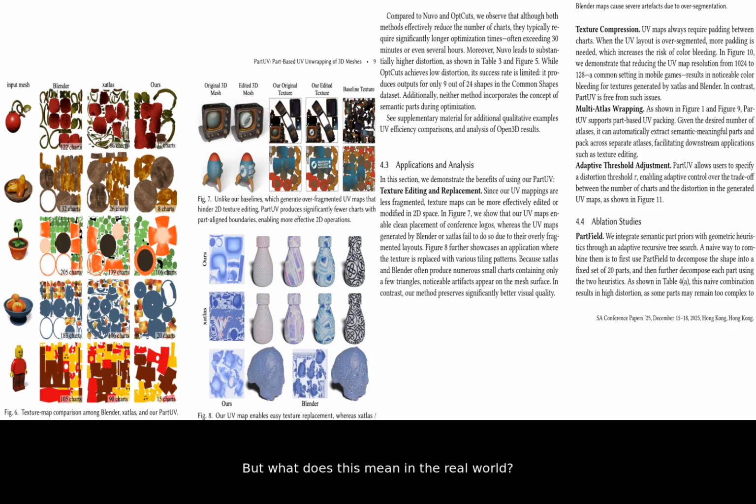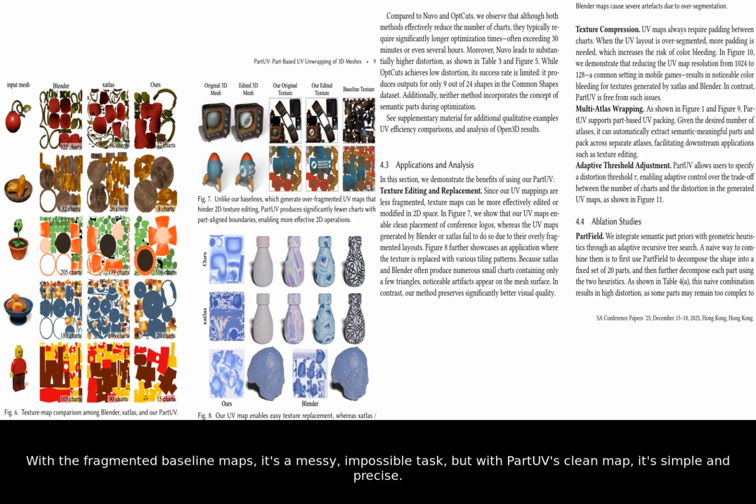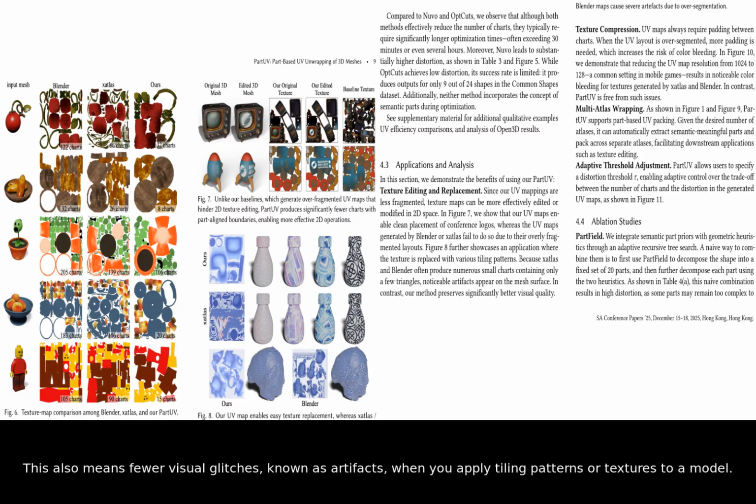But what does this mean in the real world? Well, having fewer, part-aligned charts makes life tremendously easier for 3D artists. Look at this example of trying to place a logo on a TV screen. With the fragmented baseline maps, it's a messy, impossible task, but with PartUV's clean map, it's simple and precise. This also means fewer visual glitches, known as artifacts, when you apply tiling patterns or textures to a model.